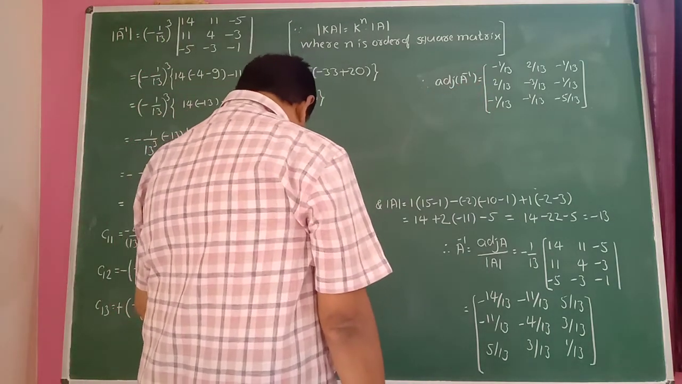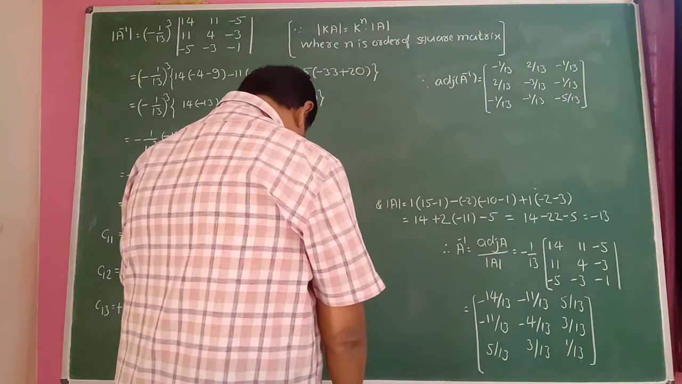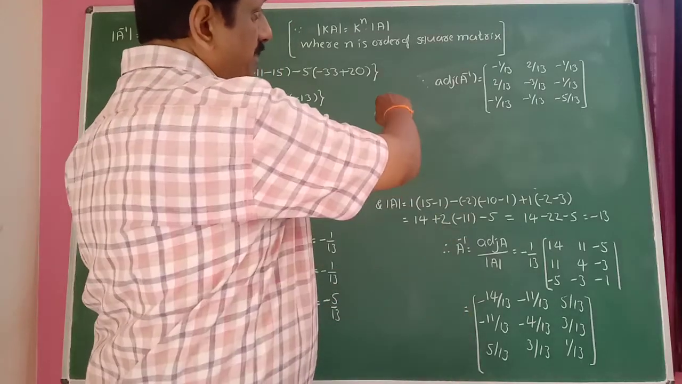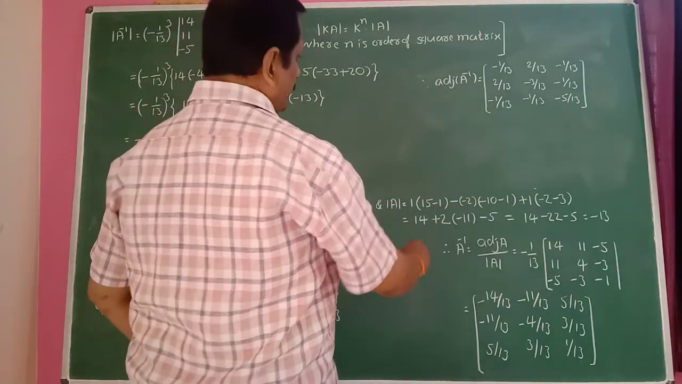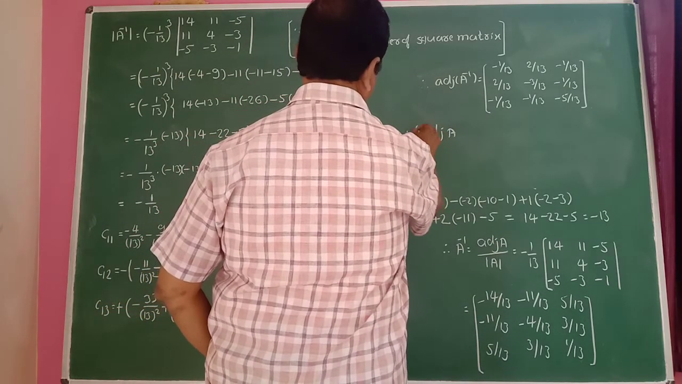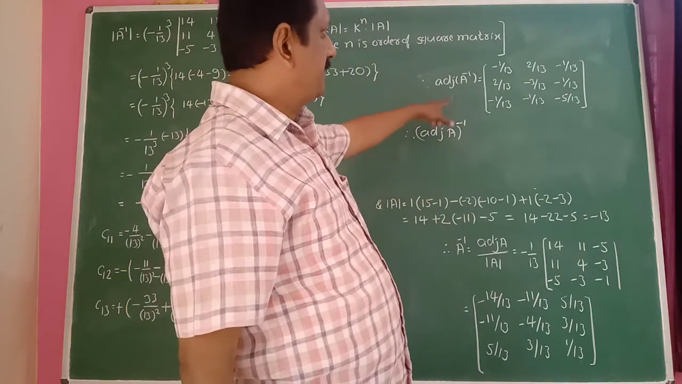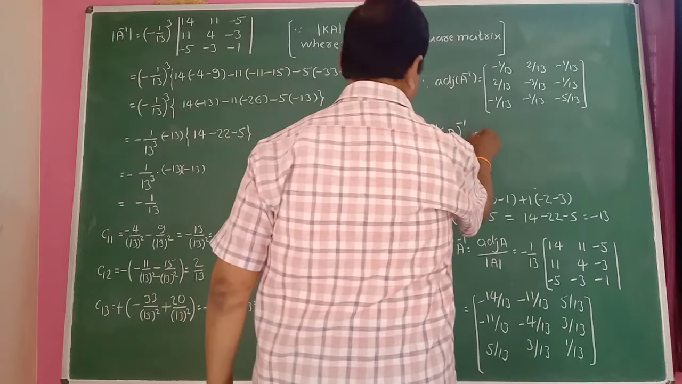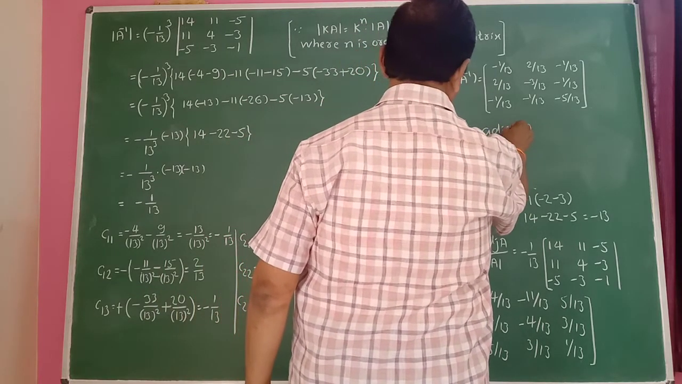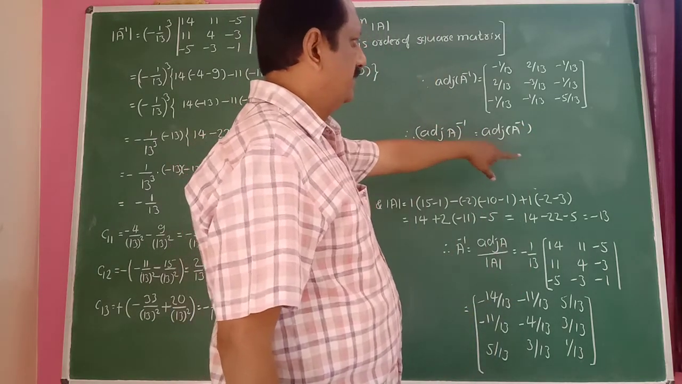Therefore, here the adjoint of A inverse is this. So comparing this with the adjoint of A, inverse here, comparing this matrix and this matrix, both are the same. Hence we can write this is equal to: adjoint of A inverse equals inverse of adjoint of A. Okay.